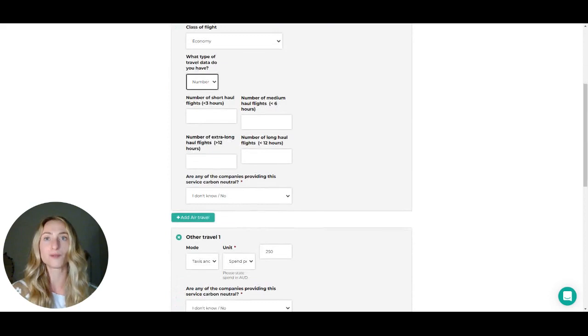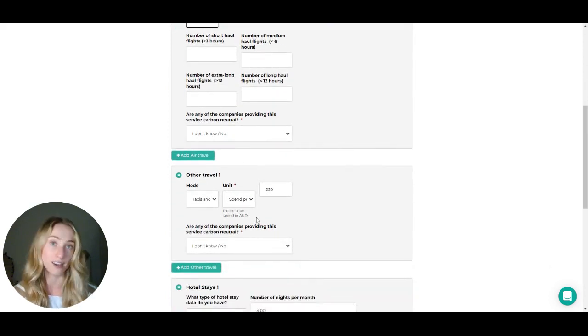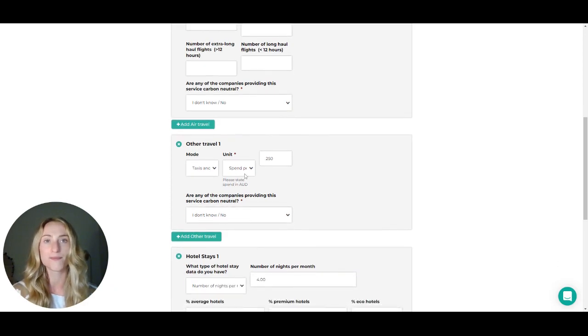In other travel, please enter any travel outside of air travel. Again, we always prefer kilometers per travel type. However, if you are unable to access this information, please provide spend as an alternative option.